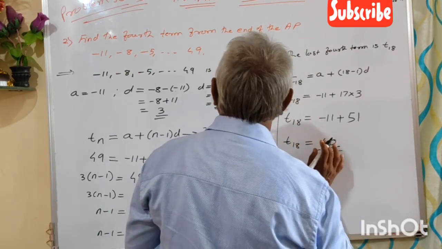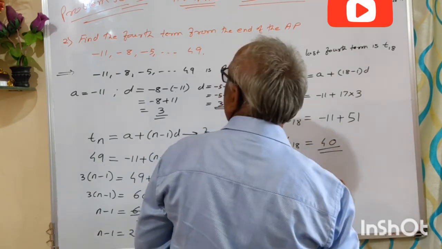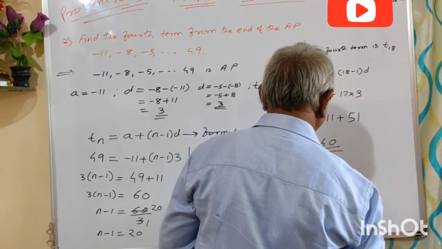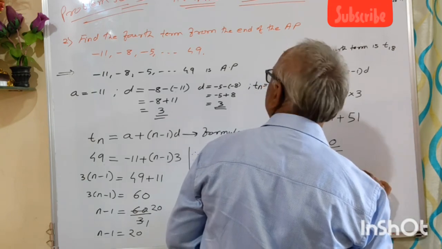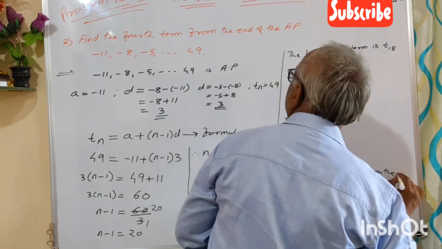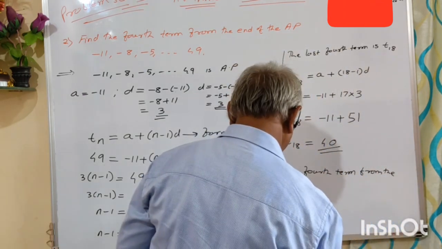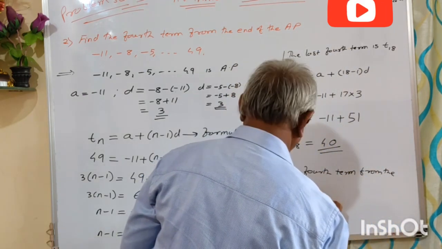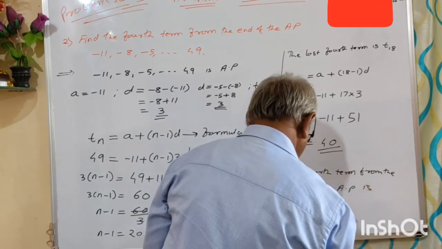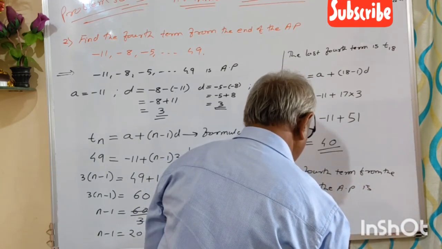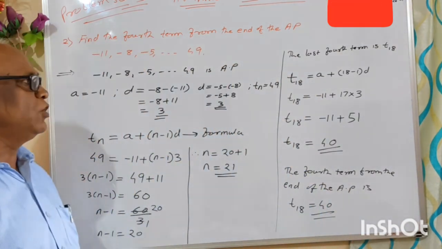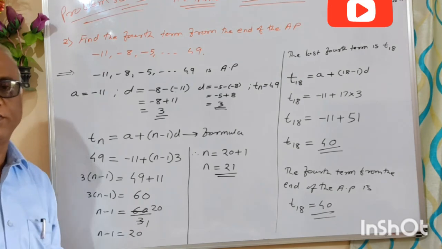The fourth term from the end of the arithmetic progression is T18, which is equal to 40. You can take a screenshot and write it in your notebook.